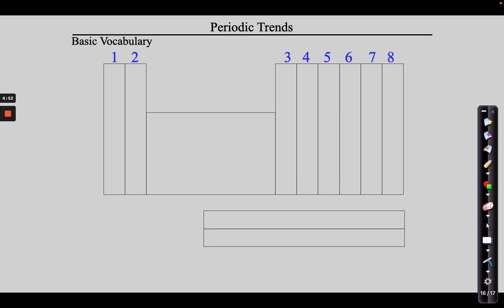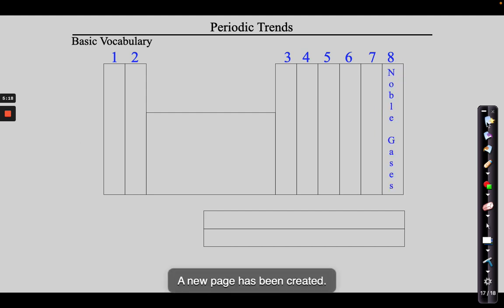We use these group numbers to reference how many valence electrons they have. Okay? So you can call it group 1, group 2, group 3, group 4, group 5, group 6, group 7, group 8. But they also have other names that we refer to them by. Like, for example, in this space right here, that's group 8, but we also know that they are called noble gases. These are our noble gases, okay?